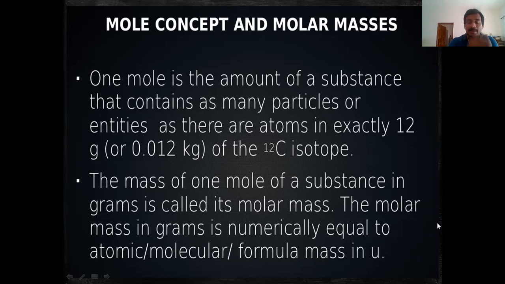So definition, that is a little complex. It is defined as 1 mole of the amount of a substance that contains as many particles or entities as there are atoms in exactly 12 grams of the carbon 12 isotope. But simply what you can understand, 1 mole is the quantity which contains 6.02 into 10 raised to 23 entities. Simply, you understand that.